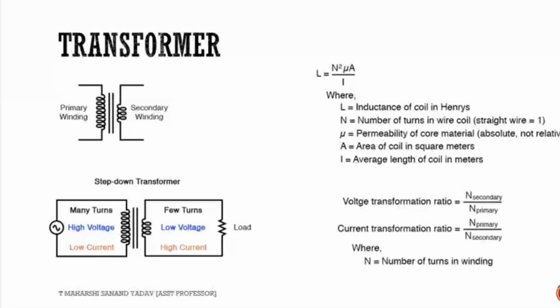This is a transformer. A transformer has two windings: this is the primary winding and this is the secondary winding. Do you have any idea about this transformer? Here you can see more turns; consider this one as N1. The turns at the secondary winding, consider it as N2. For example, N1 is 10 turns, and N2 has fewer turns, so I'm considering it as 5.